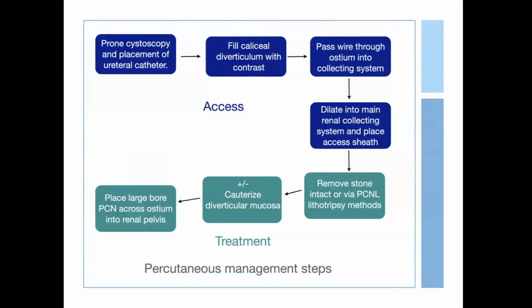Management of percutaneous approaches include placing the patient prone. Prone cystoscopy is performed, a catheter is placed into the ureter, and we fill the caliceal diverticulum with contrast. We then puncture directly into the diverticulum and pass the wire ideally into the renal collecting system. We then dilate into the main renal collecting system, remove the stones via standard PCNL methods, cauterize the mucosa, and then place a large bore access into the ostia to help with scarification.